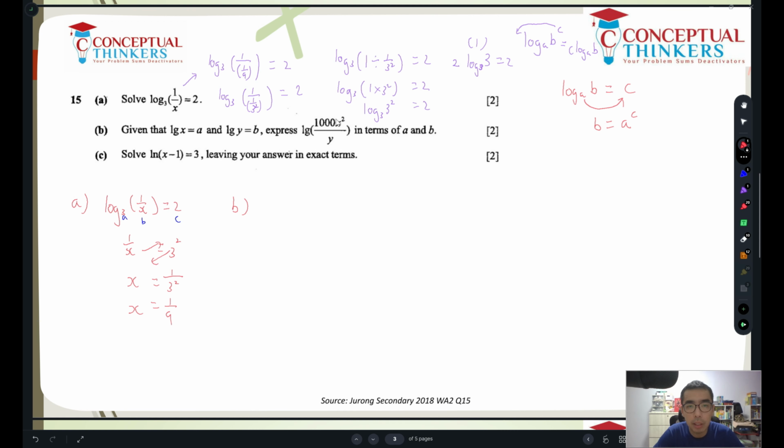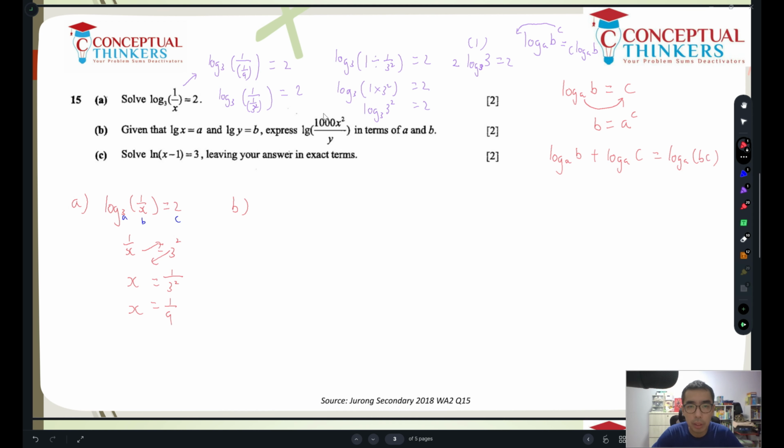There are certain things we can do to this. We can think about our product rule and quotient rule. Let's explain what I mean. We can have log base a of b plus log base a of c. This will give me log base a, then I'm going to get b times c. This is what we call a product rule.